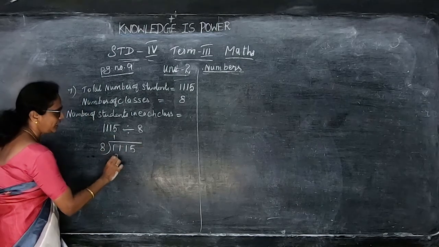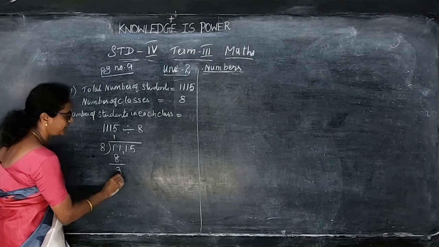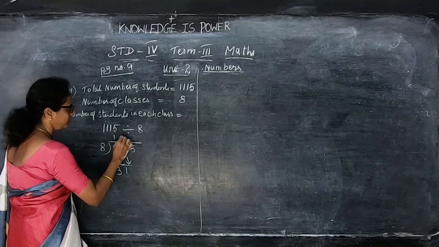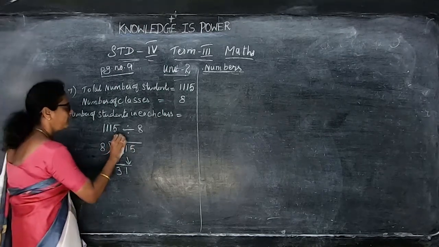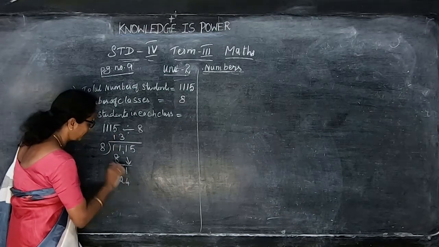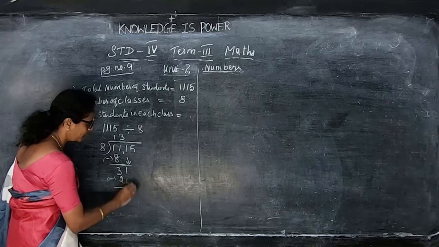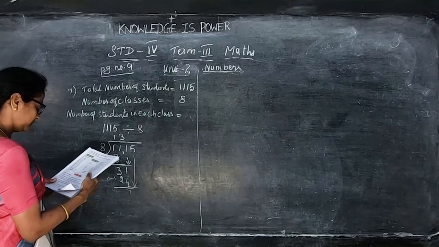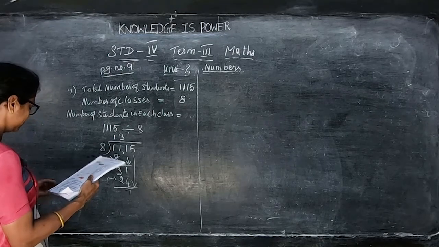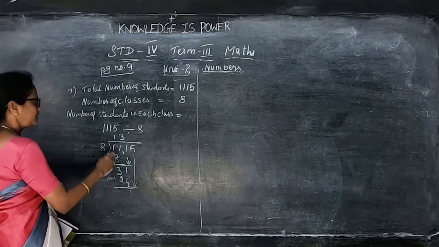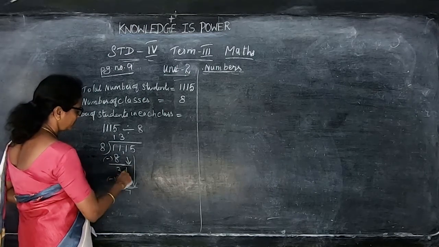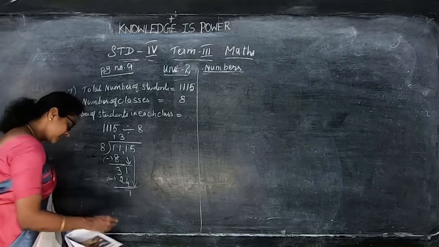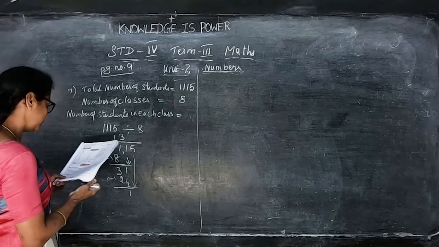8 ones are 8. So 11 minus 8 is 3. You bring down this 1. 8 3s are 24. 8 2s are 16. 8 3s are 24, 8 4s are 32, we can't put that. So you can put 8 3s are 24. So 11 minus 4 is 7, and you can bring down this 8. 8 ones are 8. 9 minus 8 is 1, then 31. 11 minus 4 is 7, and this 5. Yes, this is 5.